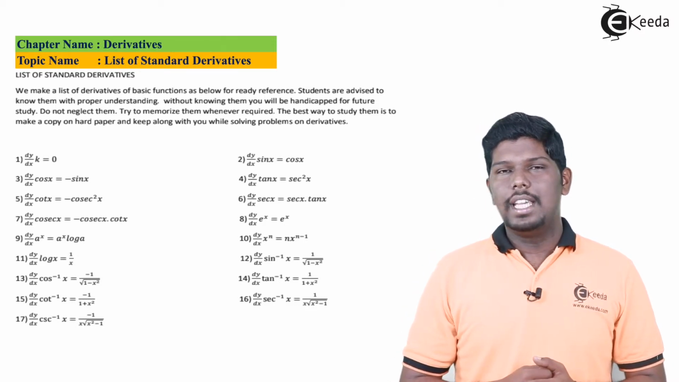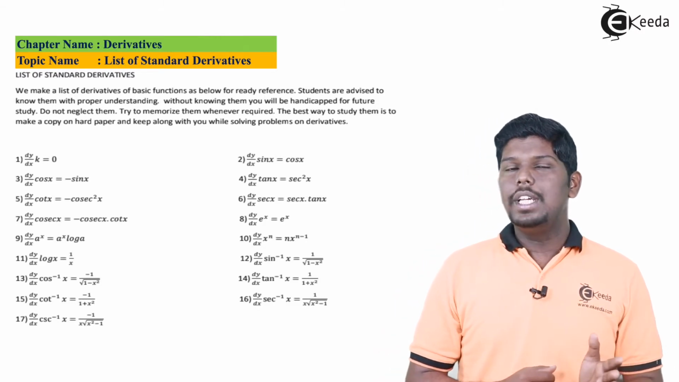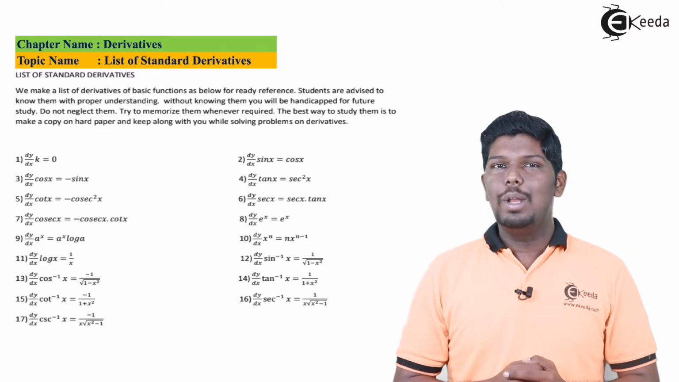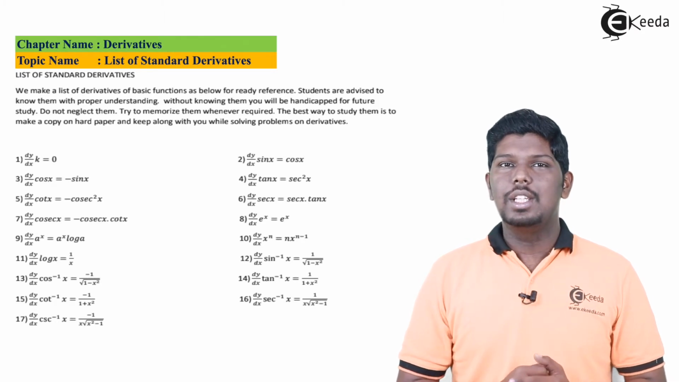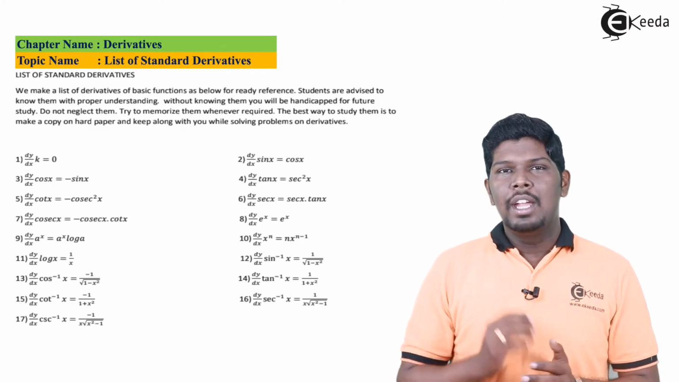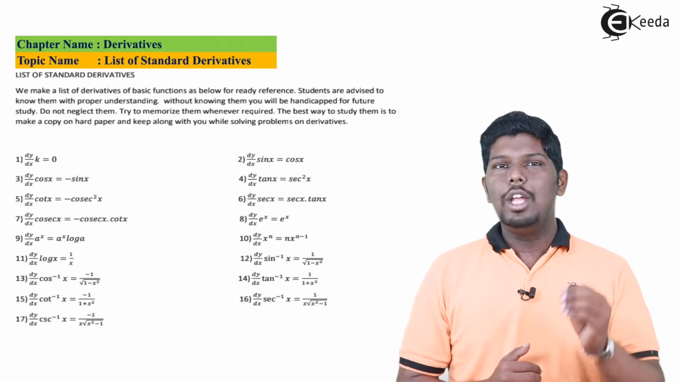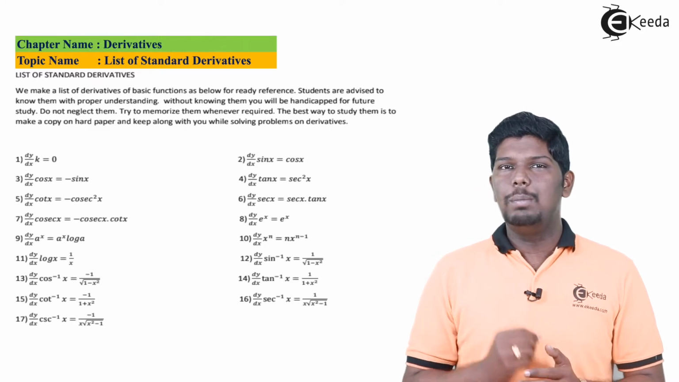Derivative of sin inverse x is equal to 1 upon under root 1 minus x square. But if you see its partner, derivative of cos inverse x, it will be minus 1 upon under root 1 minus x square. The next set is derivative of tan inverse x. It is 1 upon 1 plus x square. Now just change the sign. It is minus 1 upon 1 plus x square, which is the derivative of cot inverse x. So d by dx of cot inverse x is minus 1 upon 1 plus x square.